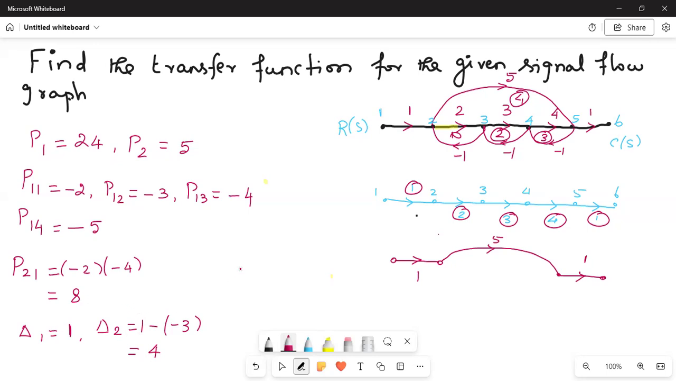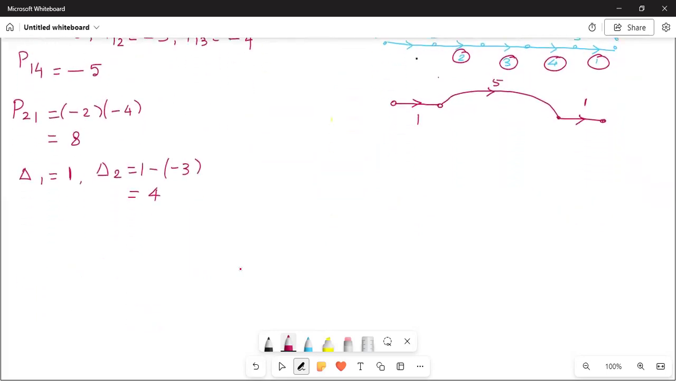Okay. So after calculating the delta 1 and delta 2 values, you have to find out your del value. So actually del is equal to 1 minus sum of gain products, or otherwise sum of individual loop gains. So totally we have calculated four individual loop gains. So that value you have to substitute here. So P11 value is -2, P12 value is -3, P13 value is -4, P14 value is -5. Okay, sum of all individual loop gains, plus then we are having 2 non-touching loops. For that the gain value is 8. So therefore I can write del is equal to 23. Okay. So now I know the values of del 1, del 2, and delta.